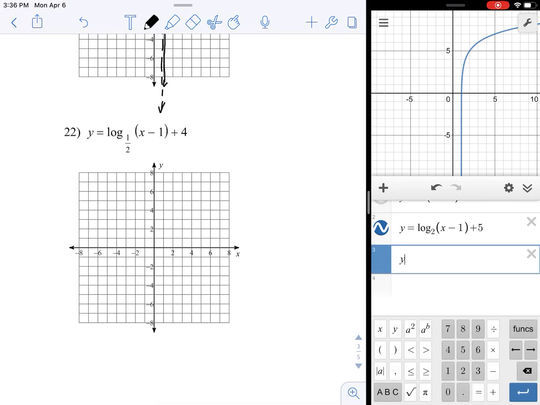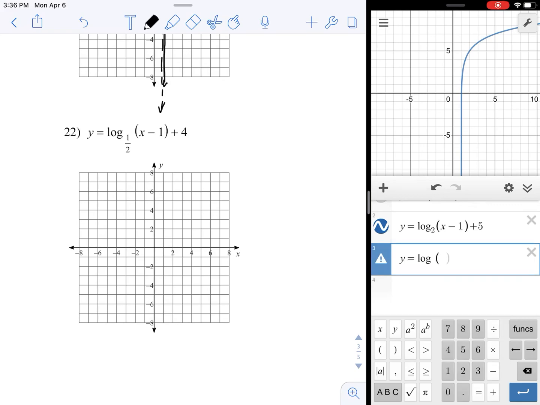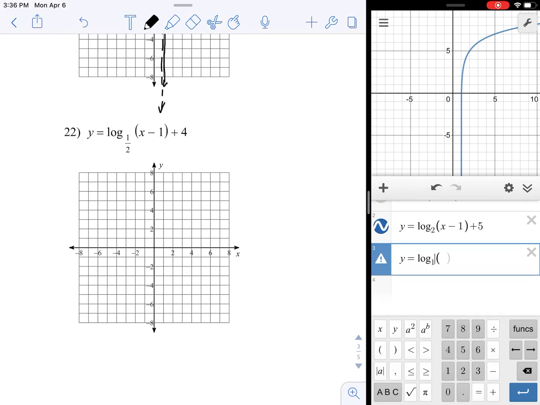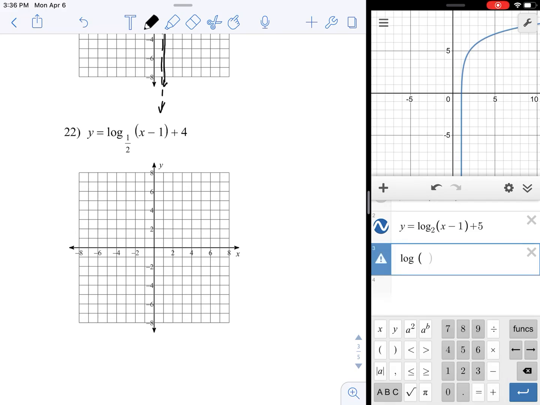Number 22, y equals function log a. I can actually type 1 divided by 2, but look what it does. It kind of messes that up. So there's a couple different ways to handle this. Of course, you know 1 divided by 2 is 0.5. I hope that's something you're familiar with. So you can just type in 0.5 there.